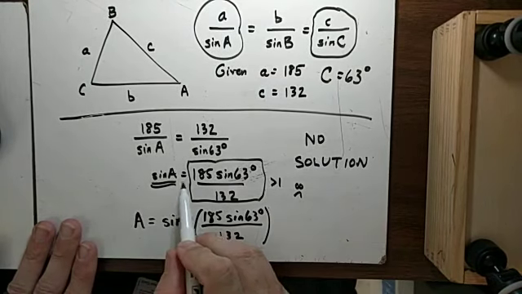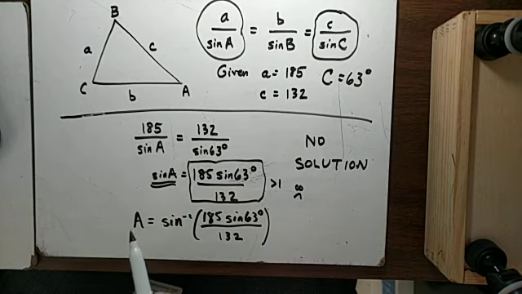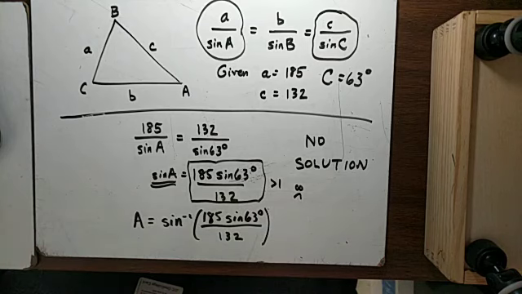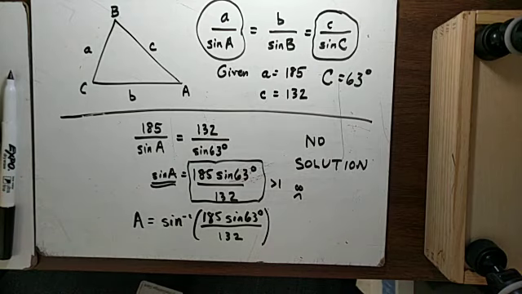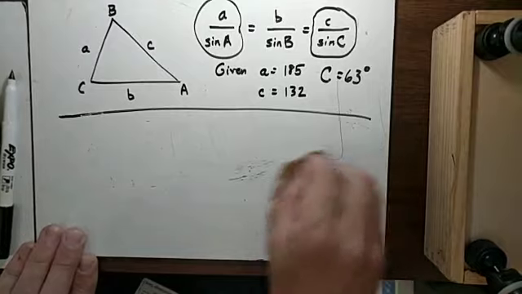The sine can never be greater than 1. And if it were equal to 1, the angle would be 90 degrees. But otherwise, this number is always going to be less than 1. So this one has 0 solutions, okay? All right, let's look at another example and see what might happen with some other given information.